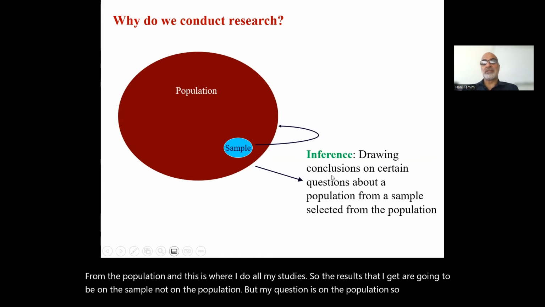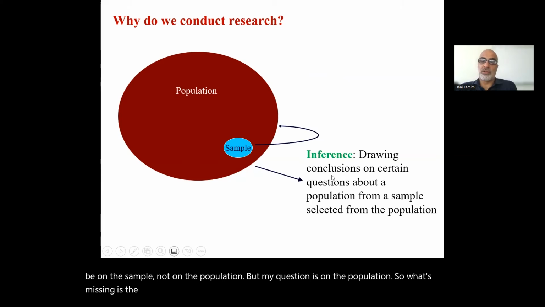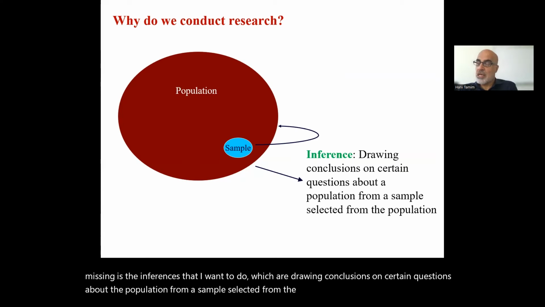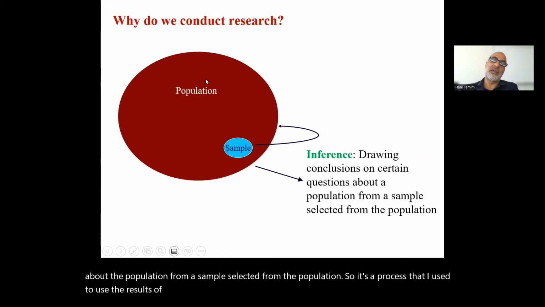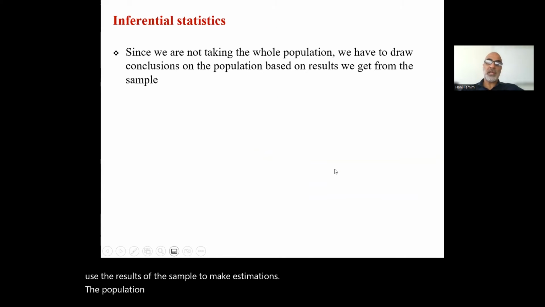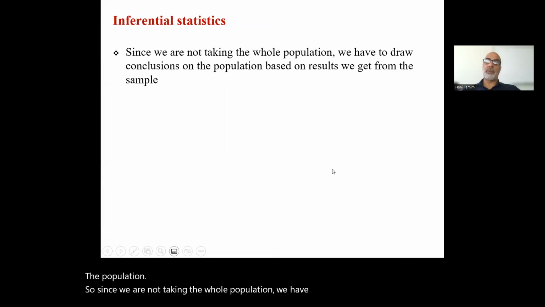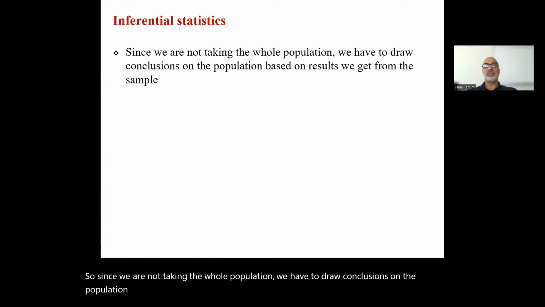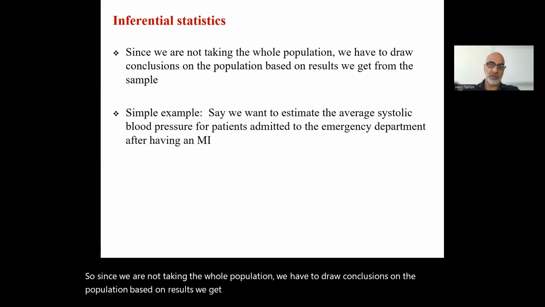So what's missing is the inferences that I want to do, which are drawing conclusions on certain questions about the population from a sample selected from the population. It's a process that I use to take the results of the sample to make estimations on the population. Since we are not taking the whole population, we have to draw conclusions on the population based on results we get from the sample.